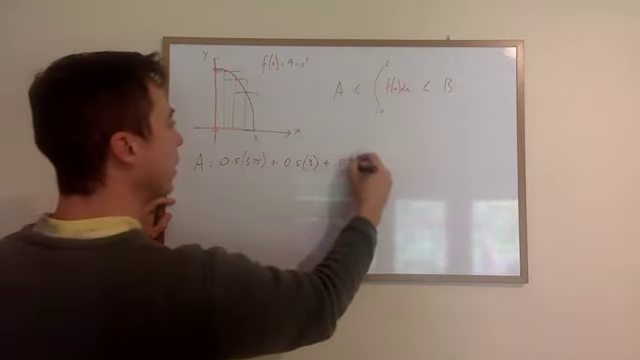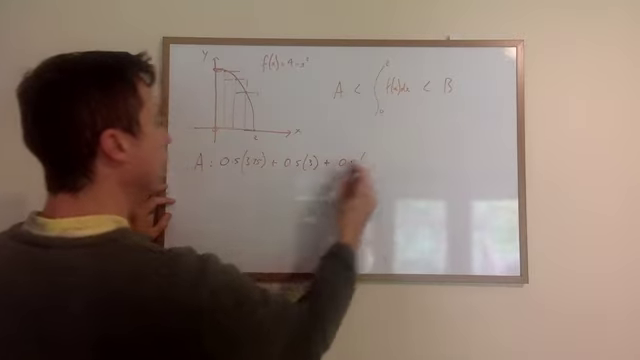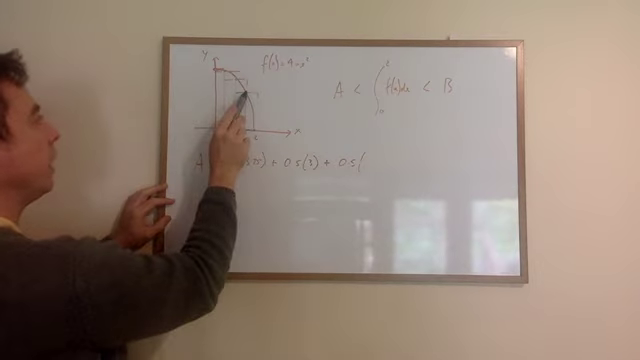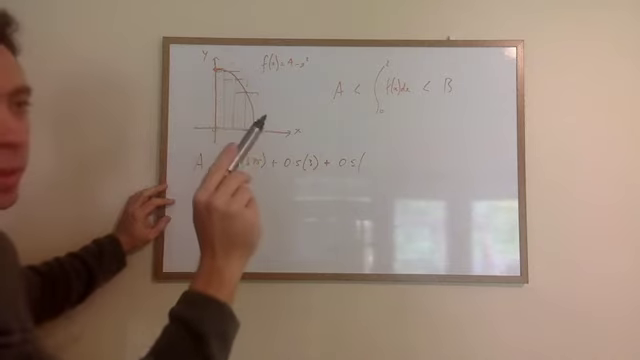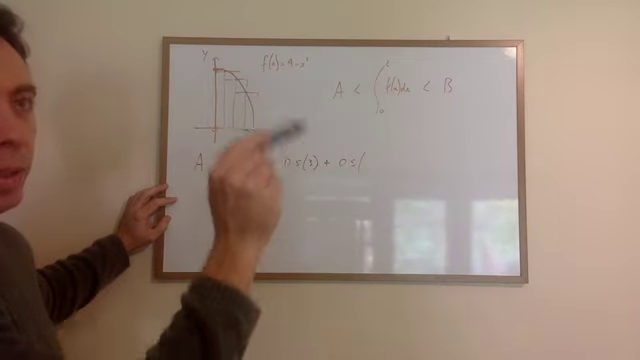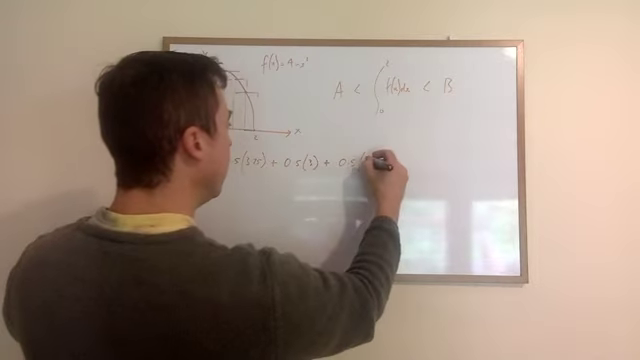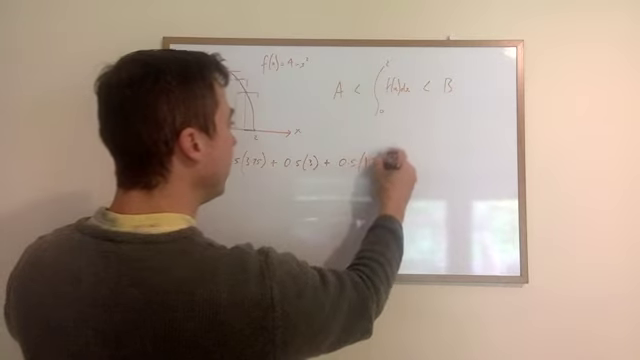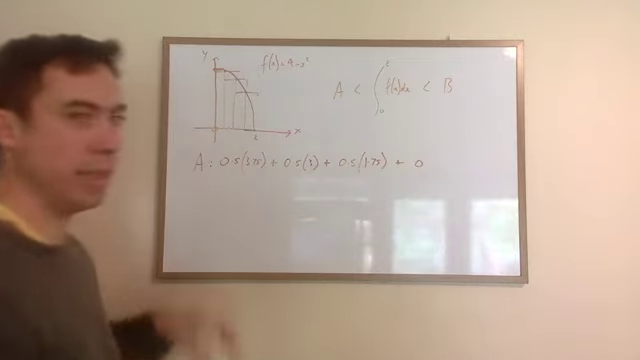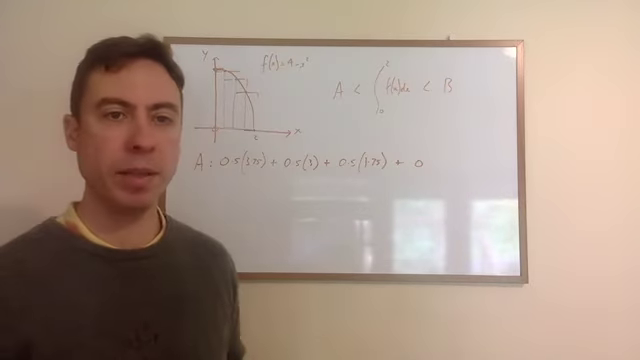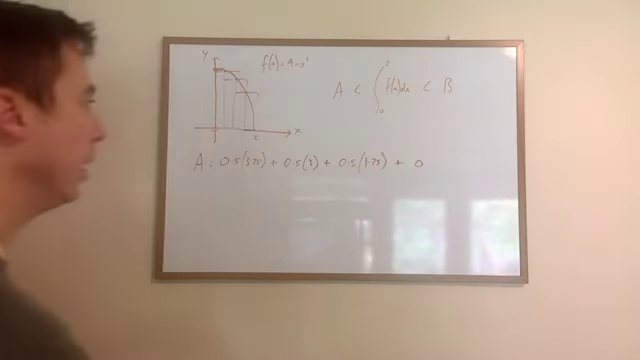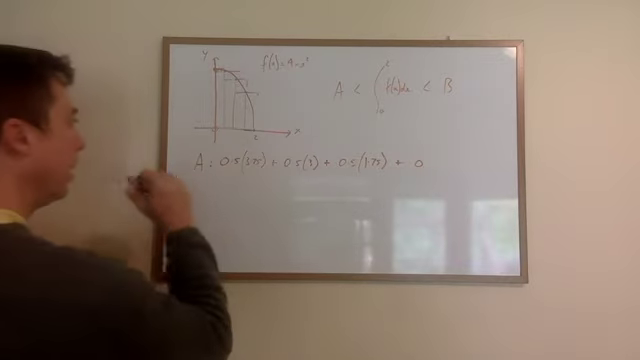So the third height will be f of 1.5. 1.5 squared is 2 1/4. 4 minus 2 1/4 is 1 3/4. Let's write 1.75. And the last height is 0, so the whole area of that rectangle will be 0. I've got to add all that up.